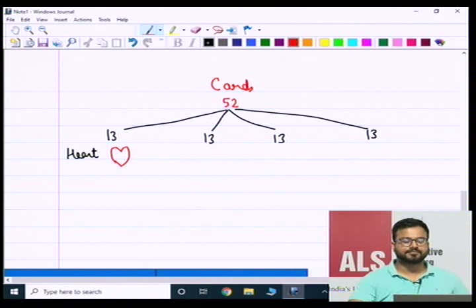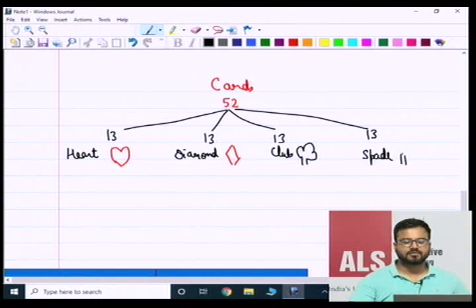The second one is diamond. It is again a shape like this. Then we have club. The shape of the club is this one. And in the last we have spade. The shape of the spade is this one. Spade, heart, club and diamond, right?